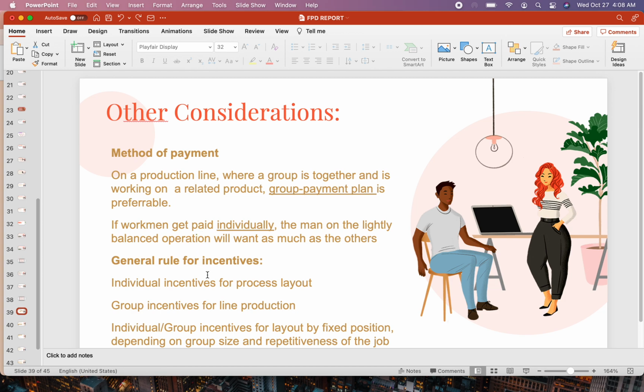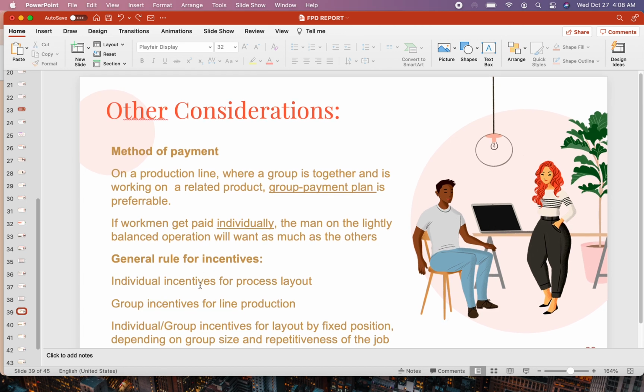So the general rule for incentives: we have individual incentives for process layout, group incentives for line production, and individual or group incentives for layout by fixed position, depending on the group size and repetitiveness of the job.